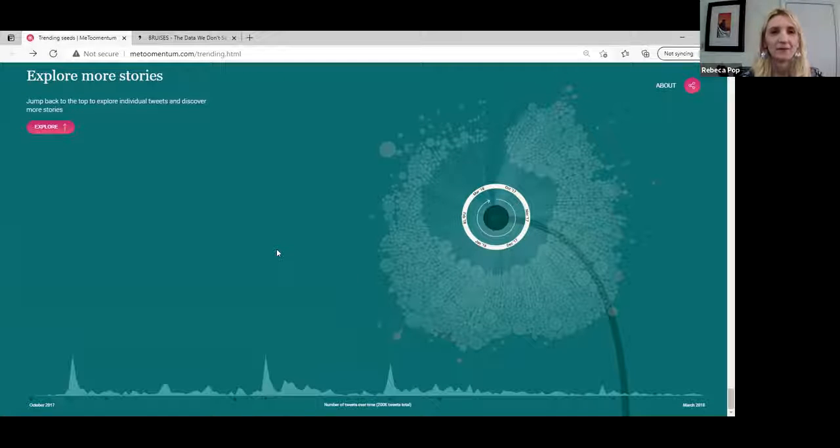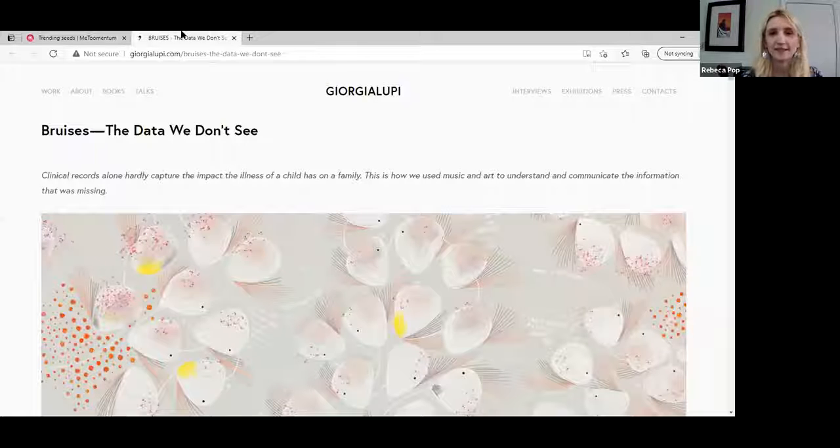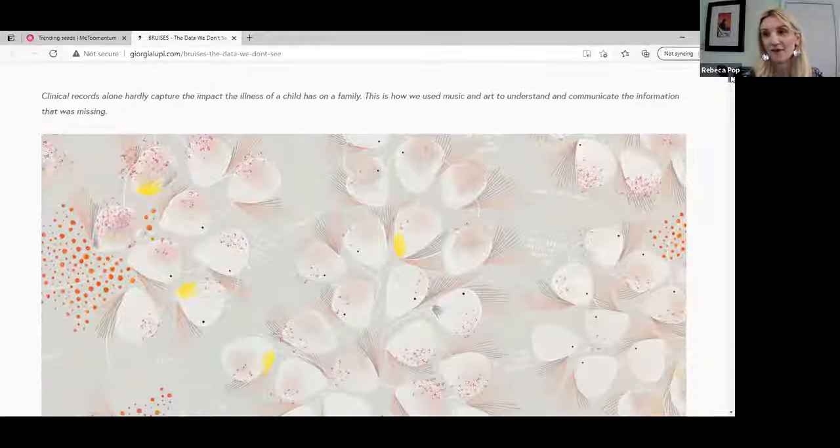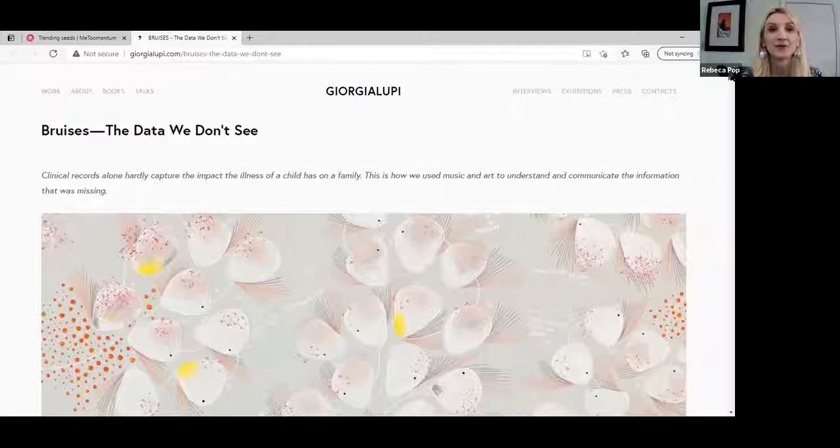Then I have another one, which falls under beautiful. This is by Giorgia Lupi, who's also, just like Valentina Di Filippo, an information designer. She combines art, even more so I would say than in the other visualization, with data visualization or with information visualization. So this visualization also has flowers, a different type of flower, and it's about bruises, and it's called The Data We Don't See. And the guiding factor for creating this visualization for her was the fact that clinical records don't really capture the impact of illness on family.